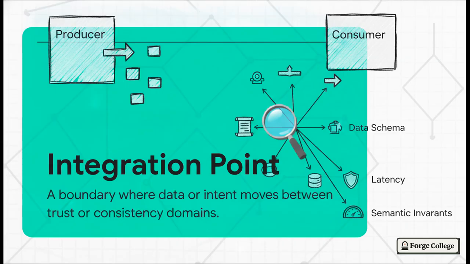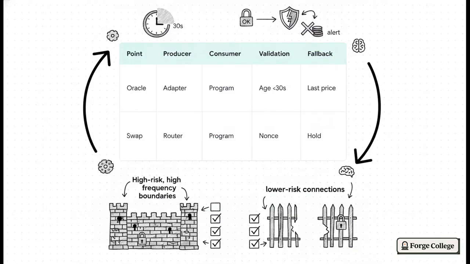By definition, an integration point is a boundary where data or intent moves from one trust or consistency domain to another. Now, for every single one of these boundaries, you have to record the producer, the consumer, the data schema, non-functional constraints like latency, and your semantic invariants. And when you throw all of this into a table, those boundaries become crystal clear.